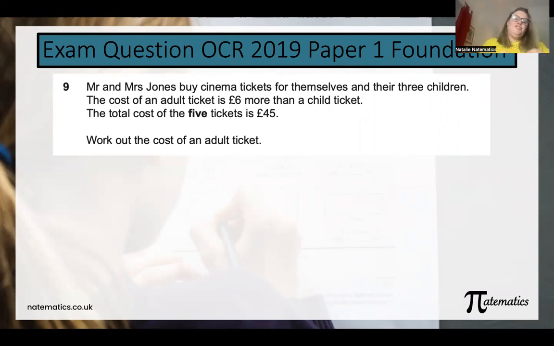Now, Mr. and Mrs. Jones buy cinema tickets for themselves and their 3 children. The cost of an adult ticket is £6 more than a child ticket. The total cost of the 5 tickets is £45.